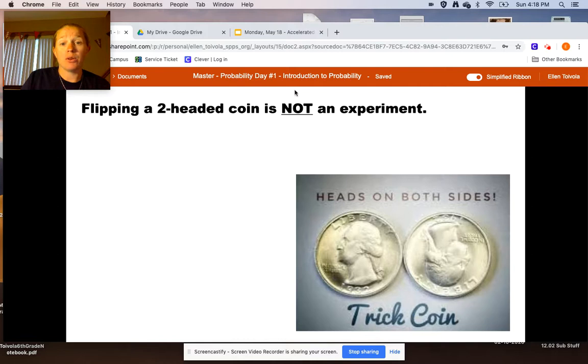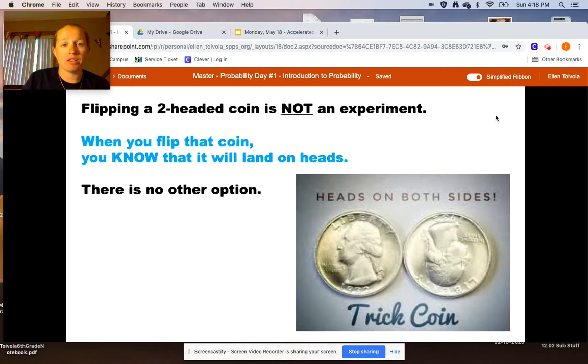Flipping a two-headed coin is not an experiment. It's not an experiment because when you flip that coin, you know that it's going to land on heads. There's no other option. And that includes the edge of the coin. You could flip a coin 1,000 times and it will never land on an edge.